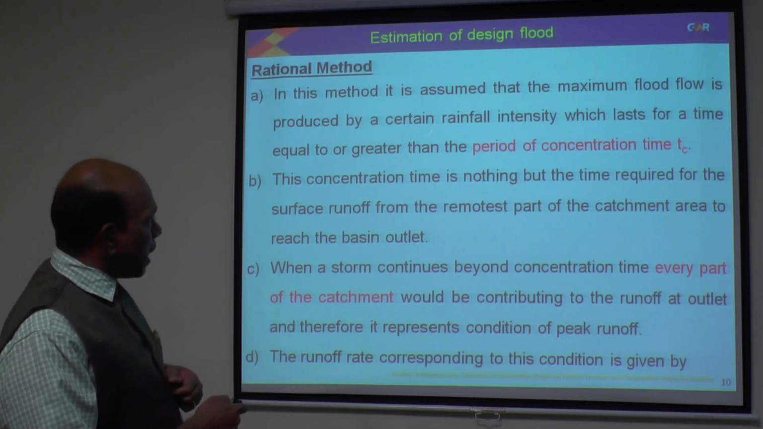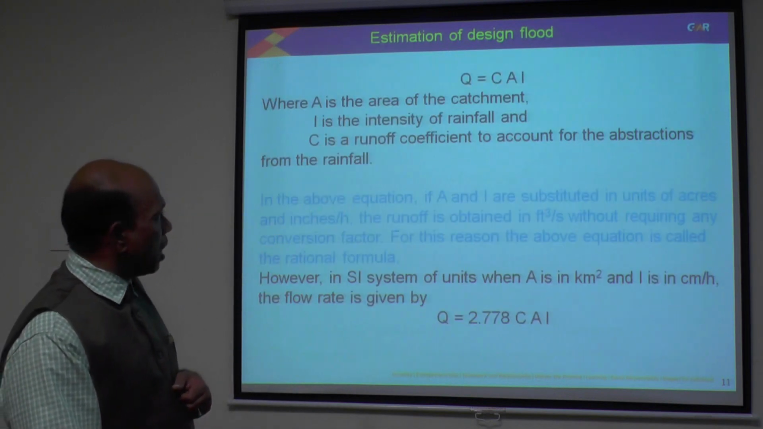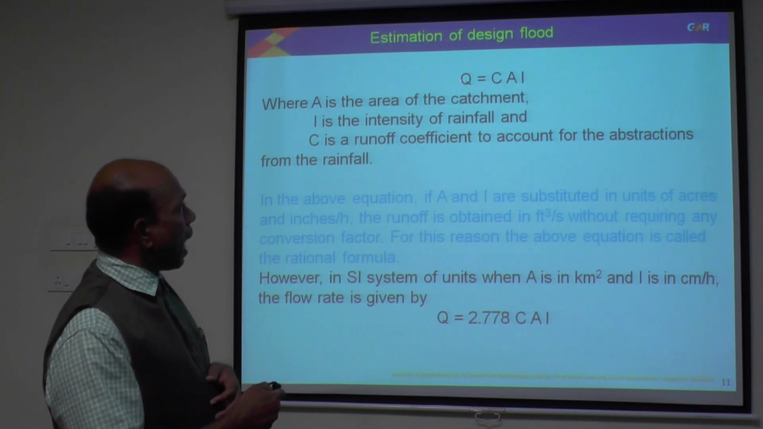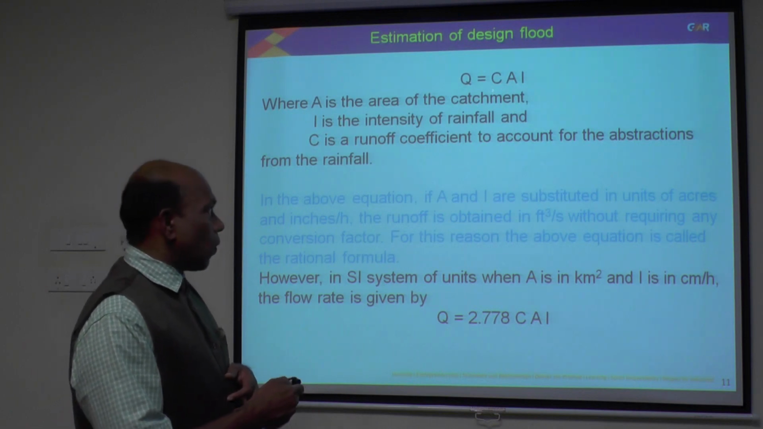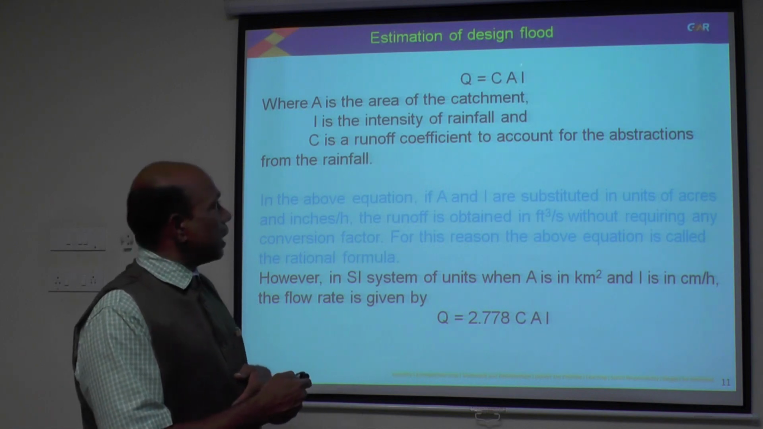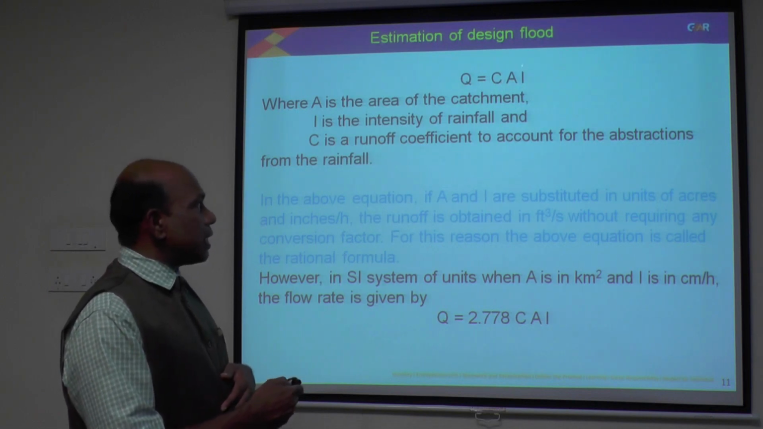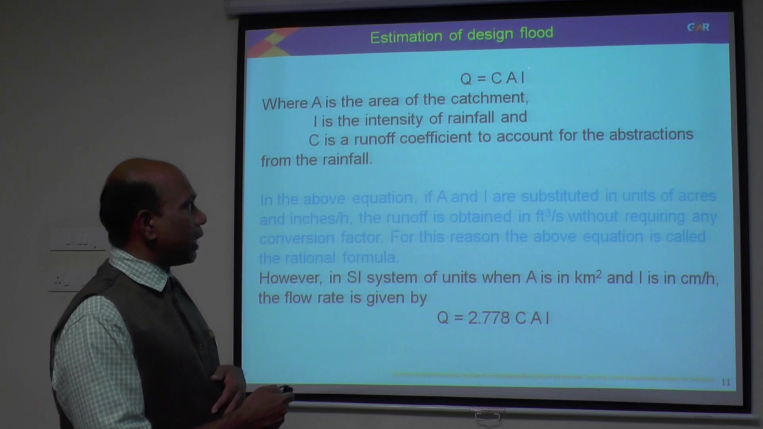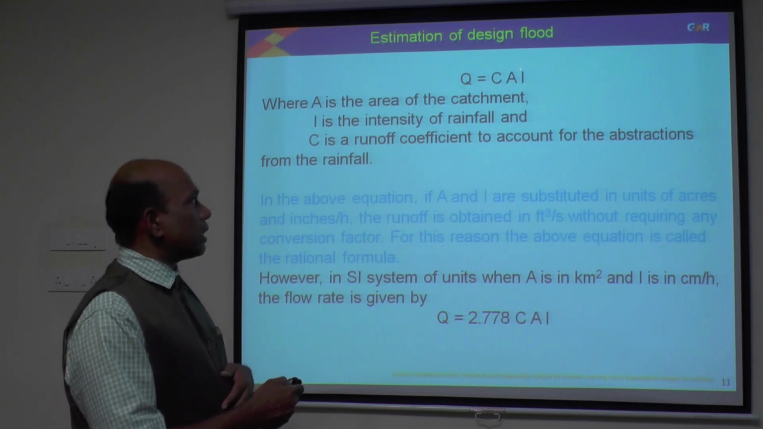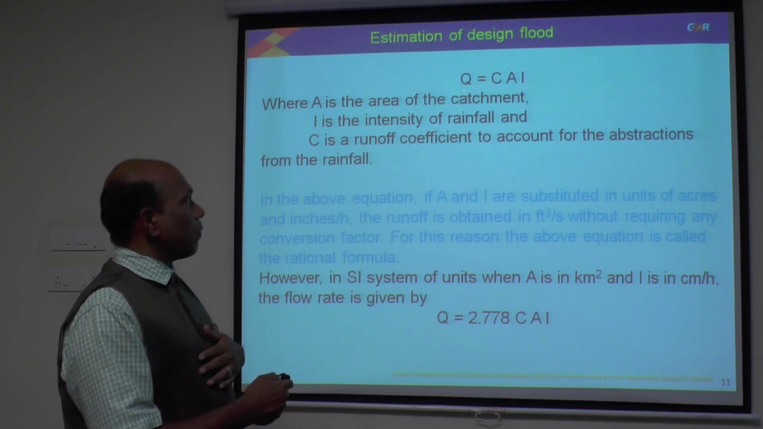Based on that statement, they have given one formula, the rational formula, Q equal to CAI. Here C is the coefficient, which depends upon the catchment area, and has no units. A is the area, taken in acres, and I is the intensity of rainfall. In earlier cases we took intensity of rainfall in centimeters per hour. Here in the rational formula it is taken in inches per hour. And Q is the discharge.